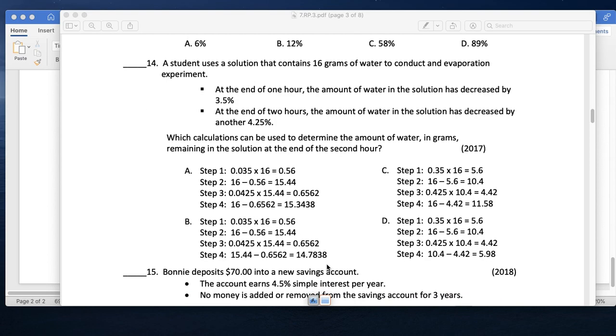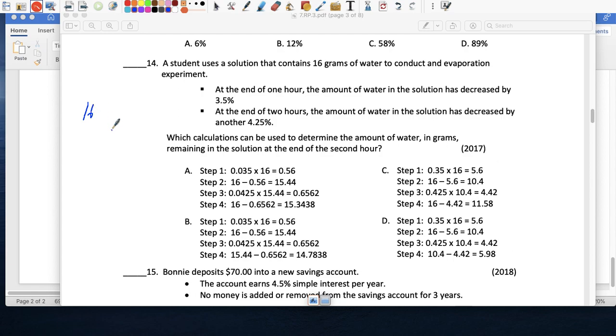All right. A student uses a solution that contains 16 grams of water. At the end of 1 hour, the amount of water in the solution decreased by 3.5%. At the end of 2 hours, the amount of water in the solution has decreased by another 4.25%. Which calculation? Okay, so 16 times 0.035. That means that we lost this much solution. So from 16, we subtract 0.56, and you're left with 15.44. So this is how much you have right now after the first hour.